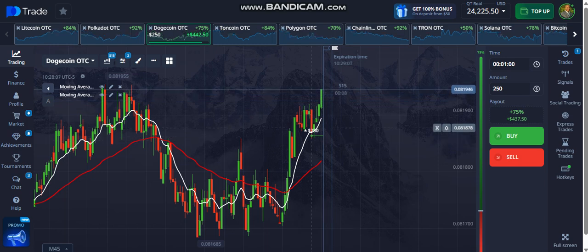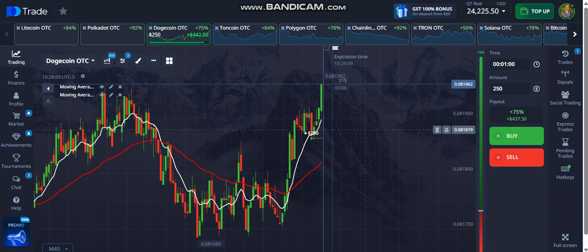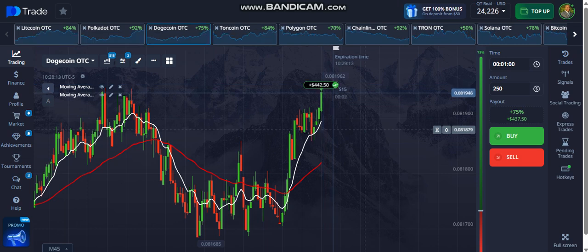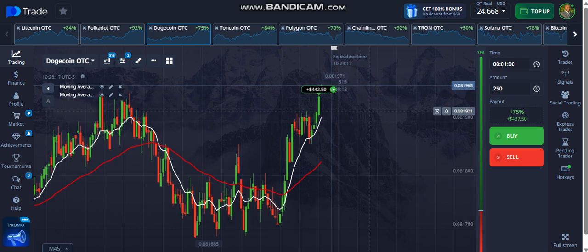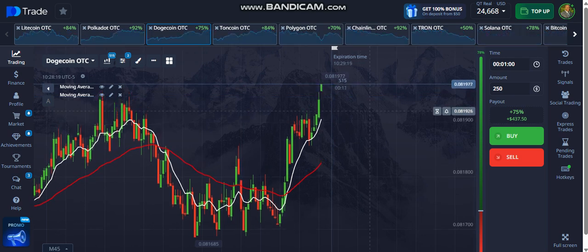See, I waited right for the price to hit that 10 EMA line. And as predicted, great. We have a winner here. So we have 4 winners, 4 for 4 today.